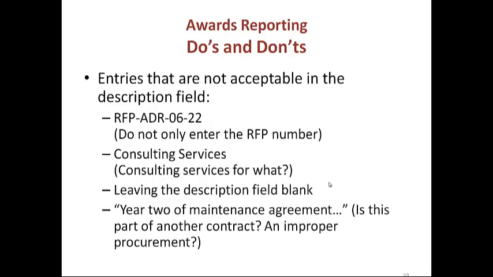Don't leave the description field blank, and don't write year two. We've seen this, a year two of maintenance agreement. This is an automatic red flag to auditors who are going to be saying, well, where's year one and why wasn't it procured? Is this an improper procurement? So you want to make sure that all the information you post on the public site is solid, because we don't want to have it audited.